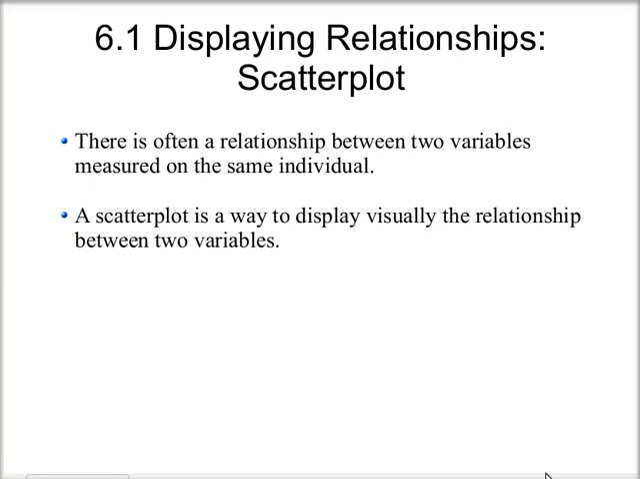In Chapter 5, we looked at just one numerical variable at a time. Now we're going to look at two variables at a time and see how they could be related. Often there is a relationship between variables if they're measured on the same individual. Remember when we were looking in the practice problem at the heights and weights of the Boston Bruins, we said that we expected that taller players would weigh more and shorter players would weigh less. So that's a relationship between the two variables of weight and height.